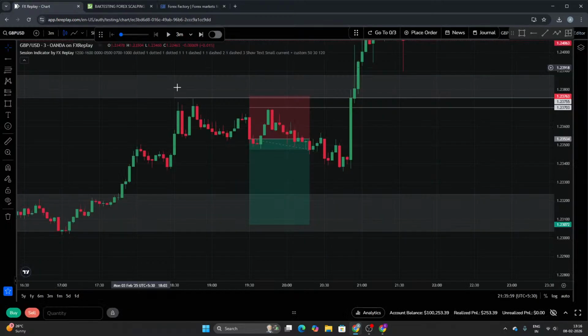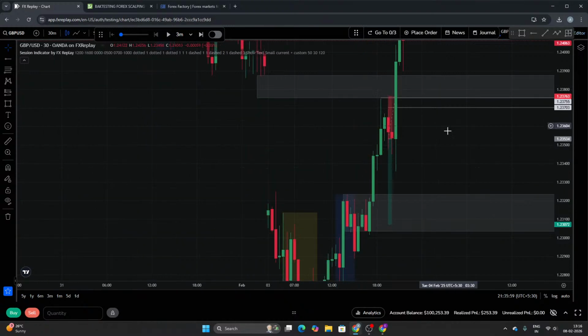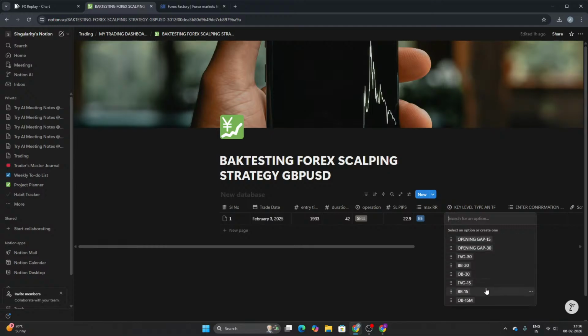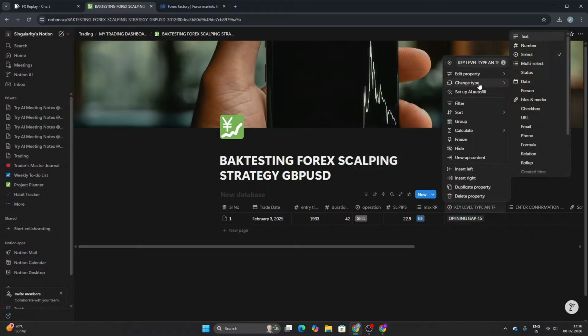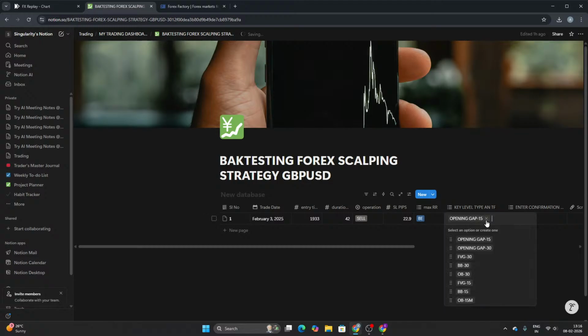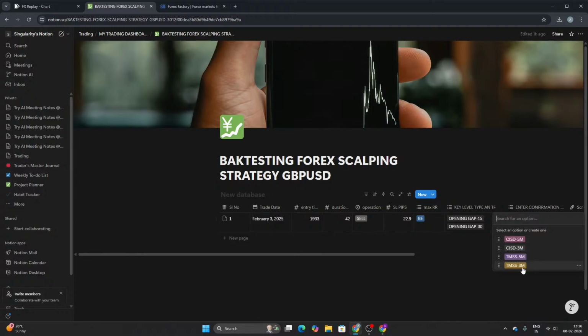So which key level was tapped? Let's check. Key level tapped previously was opening gap of 30 minutes, opening gap of 15 minutes, 30 minutes. Hard resistance of 15 minutes. Oh, I don't need to write that. Yep, that was it. Entry confirmation was 3 minute true market structure shift.